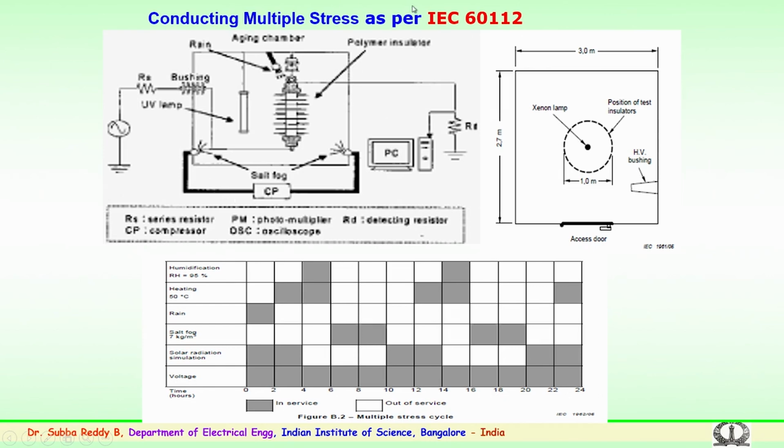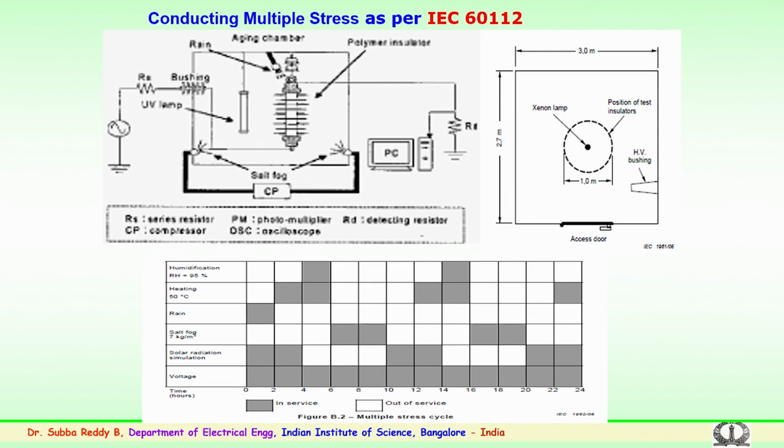You should have a specially built chamber where the simulation of several parameters has to be carried out: the humidity, the temperature, the rain simulation, the salt fog for the pollution, the solar radiation, that is UV radiation, and the voltage. So, these are 6 parameters to be applied to the insulator simultaneously at an interval to see the performance over a period of time.